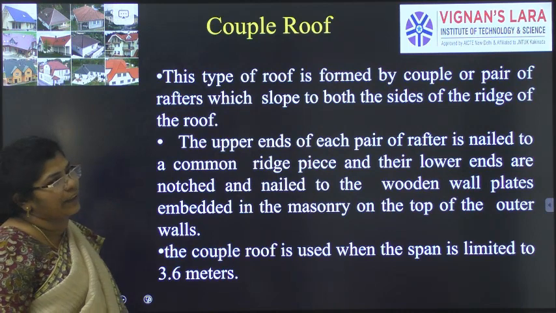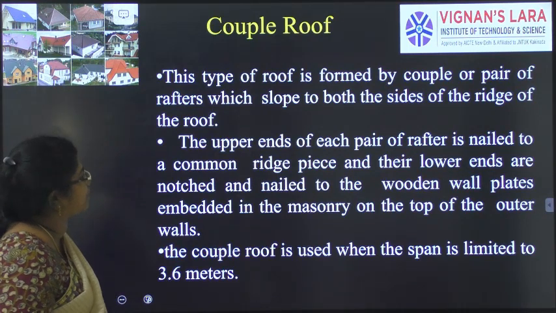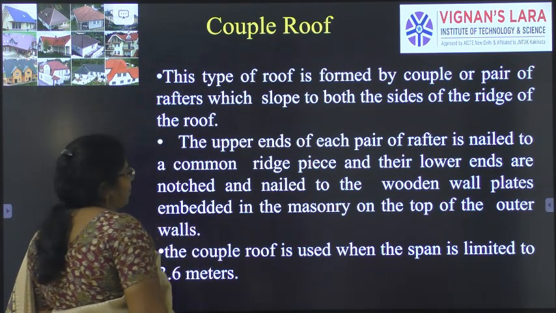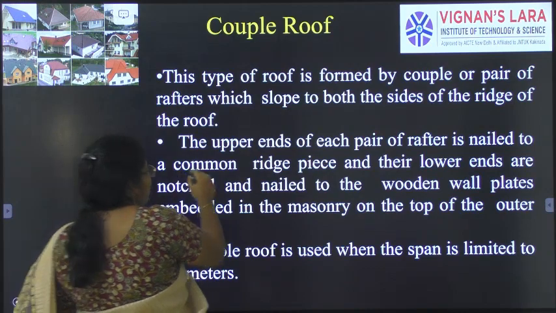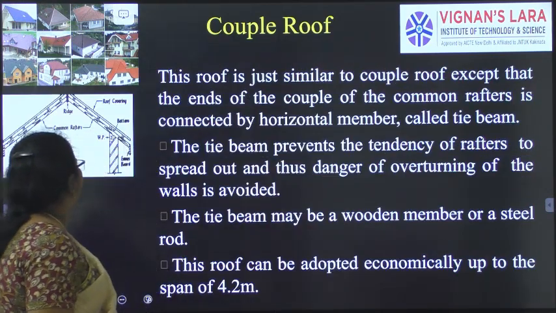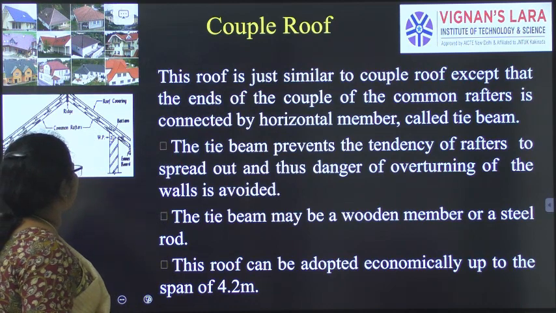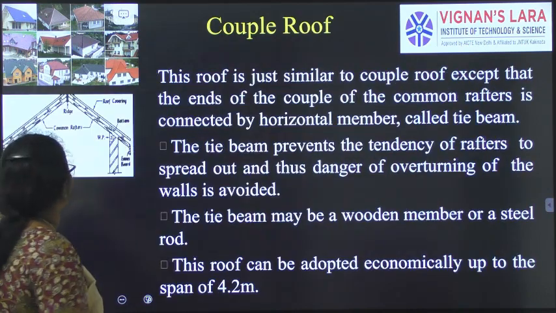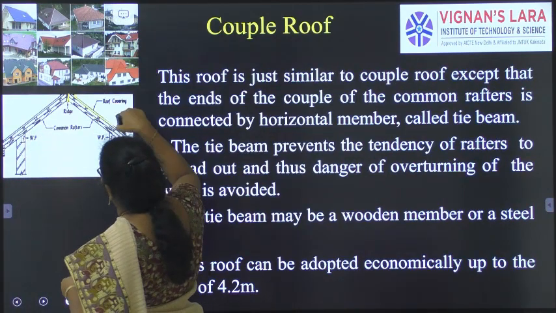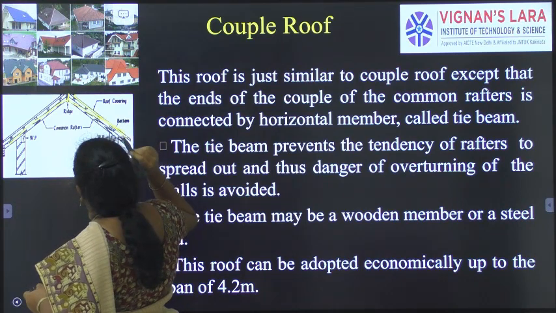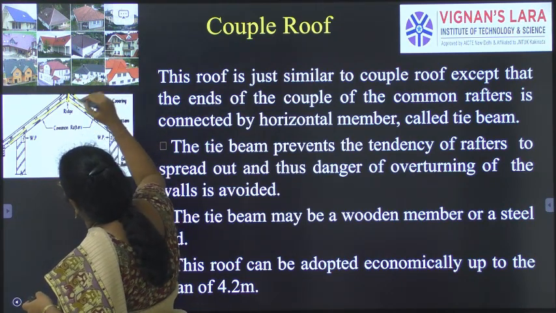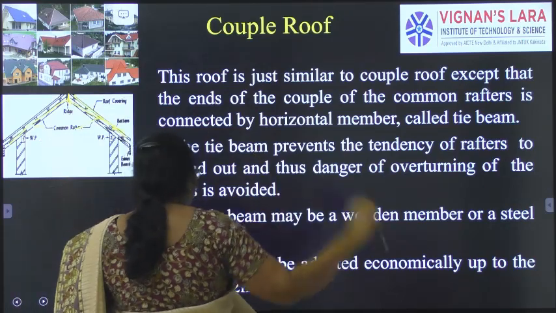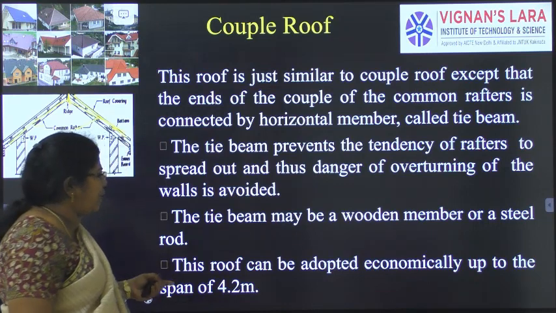The first one is the lean-to roof. The next one is the couple roof. It is formed by a couple or pair of rafters which slope to both sides of the ridge of the roof. The upper end of each pair of rafters is nailed to a common ridge piece, with a lower end. So this is a common ridge piece. On both sides there will be a lean-to roof. Here we have the battens running across, and these are the common rafters. This is the ridge which runs through, to which the two sloping roofs are attached.